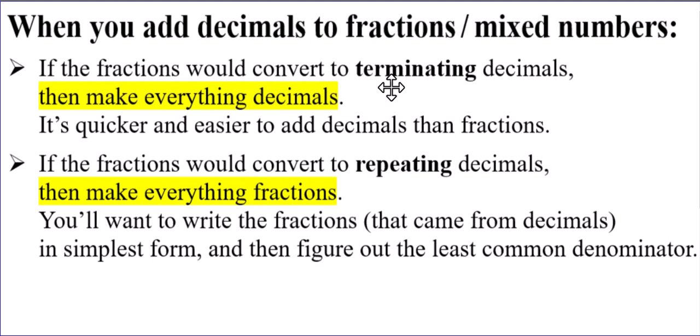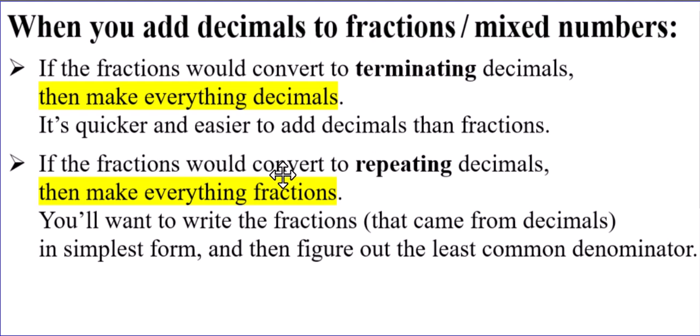stops there. That's terminating. If the fractions become terminating decimals, then go ahead and make those fractions become decimals. Make everything in the problem become decimals. That would be quicker and easier to add decimals than it would be to add fractions, because when you add fractions, you have to get common denominators and all that jazz. Adding decimals, pretty easy, as you saw in number 6. You just have to line up the decimal points.